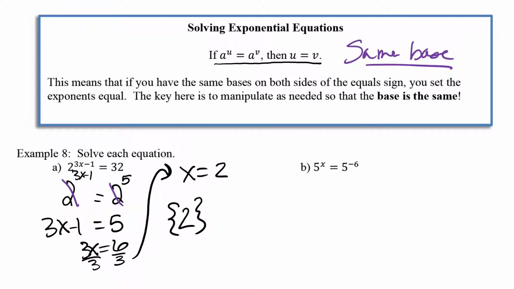B is a lovely problem. And I figured out how to erase, by the way. B is a lovely problem because it's already set up in same base. So you have to recognize that the base of 5 cancels with another base of 5. And what you get out of this is x equals -6. And you're done because you solve for x.